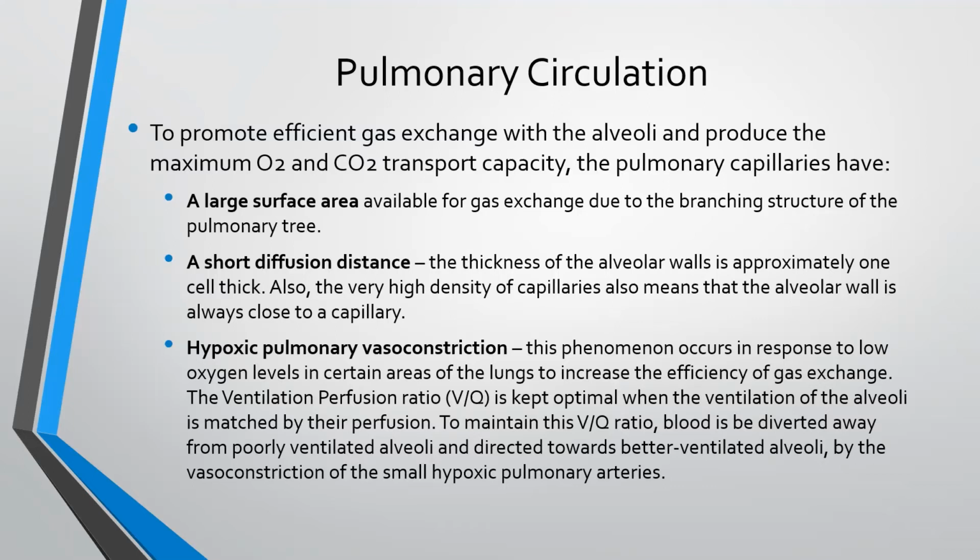gas exchange. The ventilation perfusion ratio, or VQ ratio, is kept optimal when the ventilation of the alveoli is matched by their perfusion. To maintain this VQ ratio, blood is diverted away from the poorly ventilated alveoli and directed towards better ventilated alveoli. This occurs through vasoconstriction of the small hypoxic pulmonary arteries or arterioles.